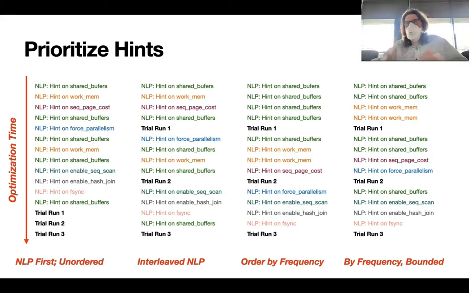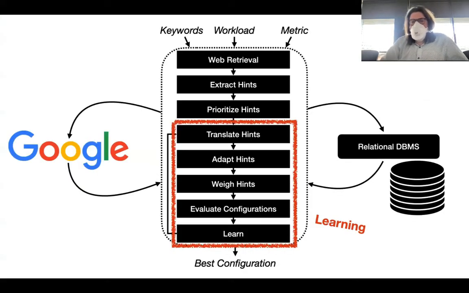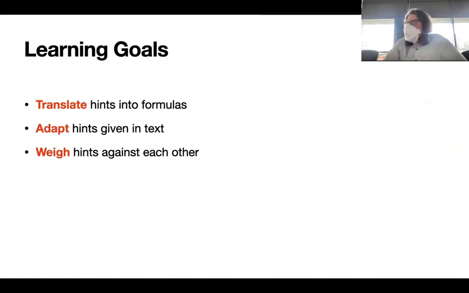Here we have fixed an order of the hints in which we consider them, and we interleave natural language processing with trial runs. Now, in the learning phase, we have those phases that you see here below. We essentially have 3 goals. We first of all want to translate those natural language hints into mathematical formulas, which tell us how to set the parameters. We might decide to deviate from the values that are recommended in text, and we might decide to assign weights to different parameters in order to determine their relative importance.